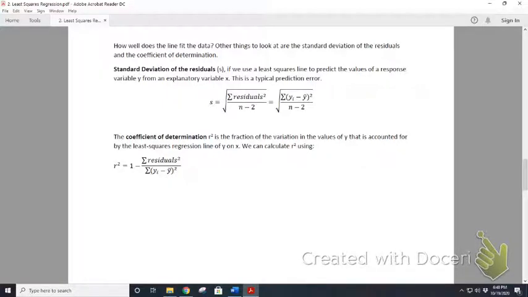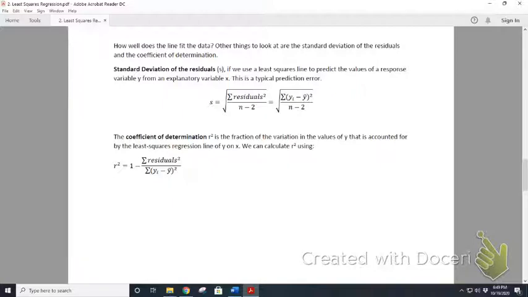This is the final video in going through the notes on linear regression. We have two final things to look at here. We have standard deviation of residuals, and then we have the coefficient of determination. People oftentimes mix that up with correlation, but two different things.